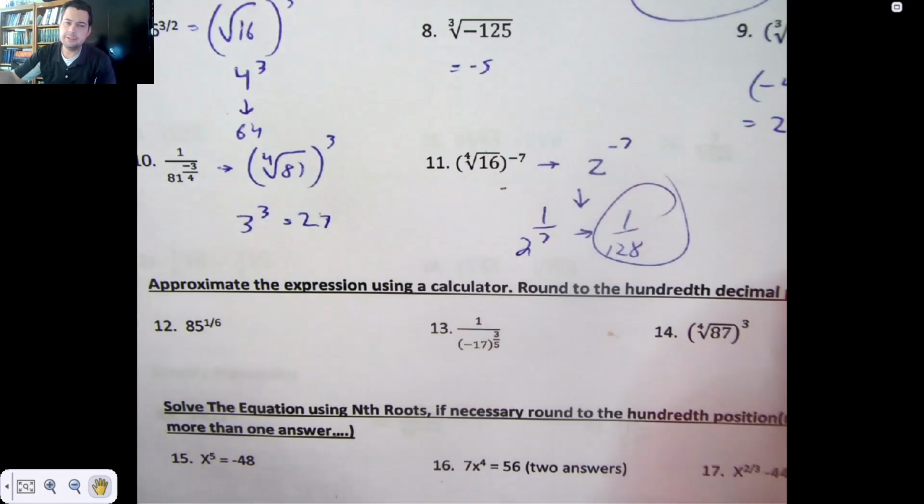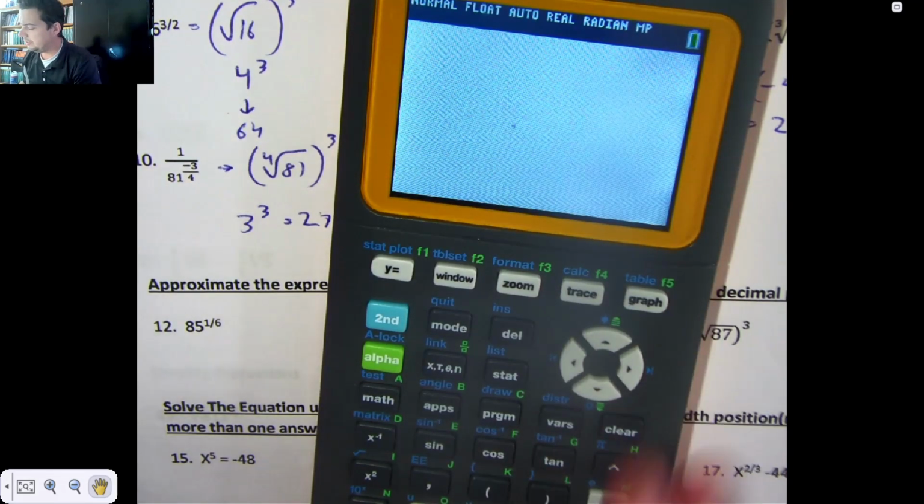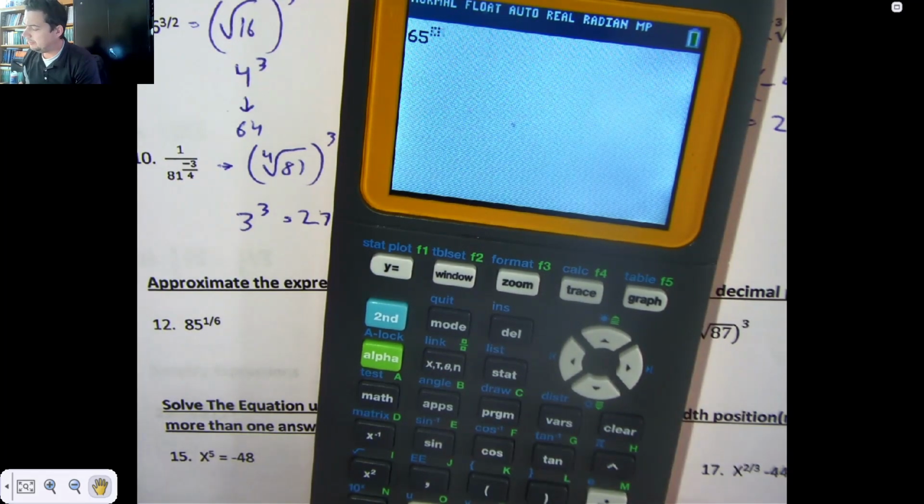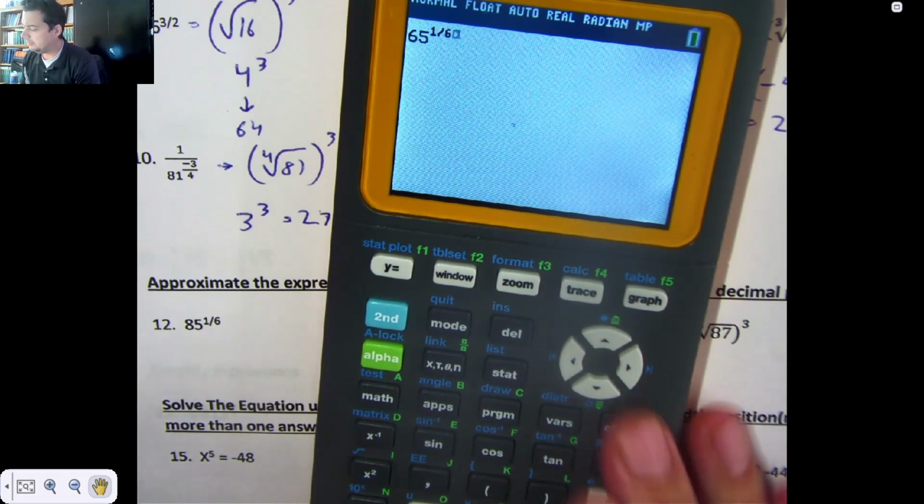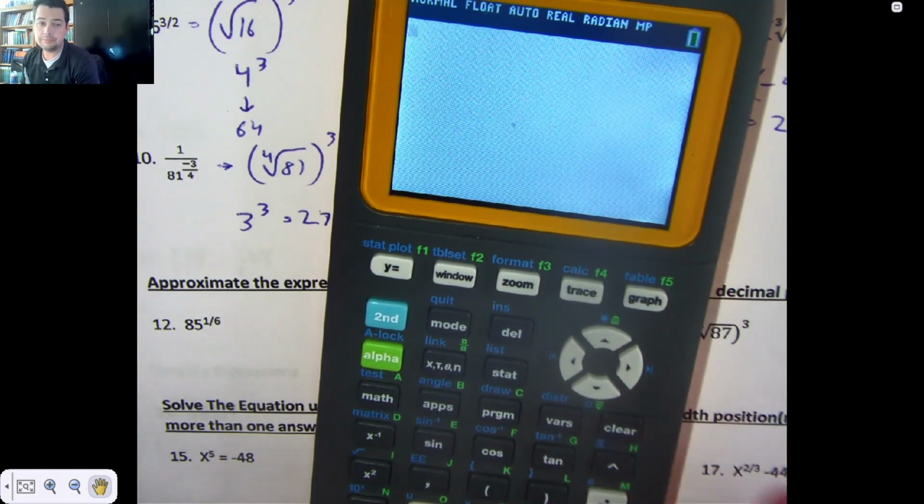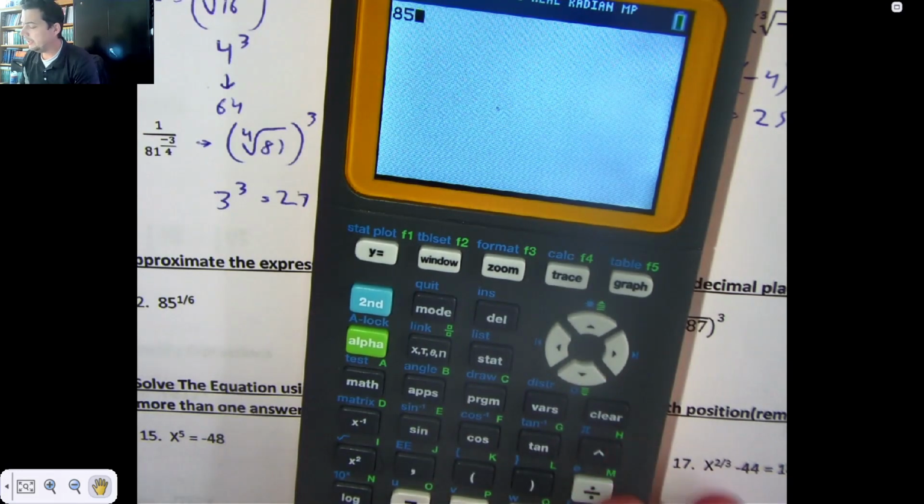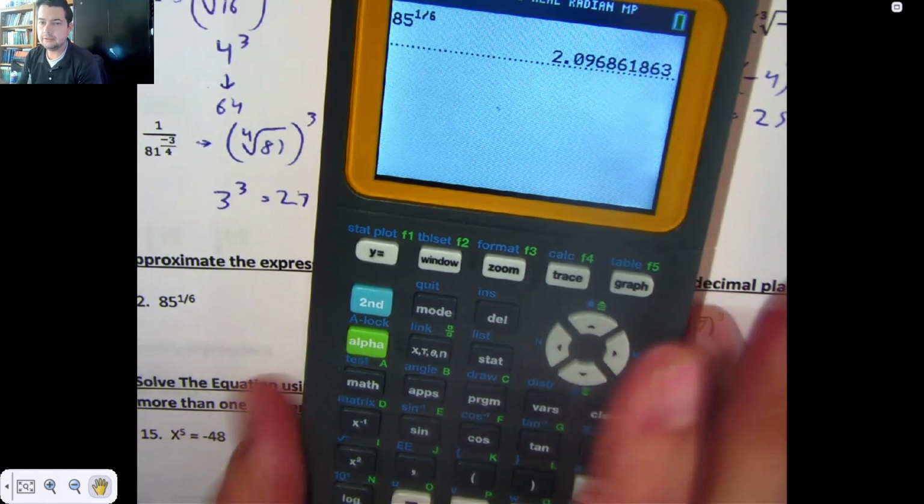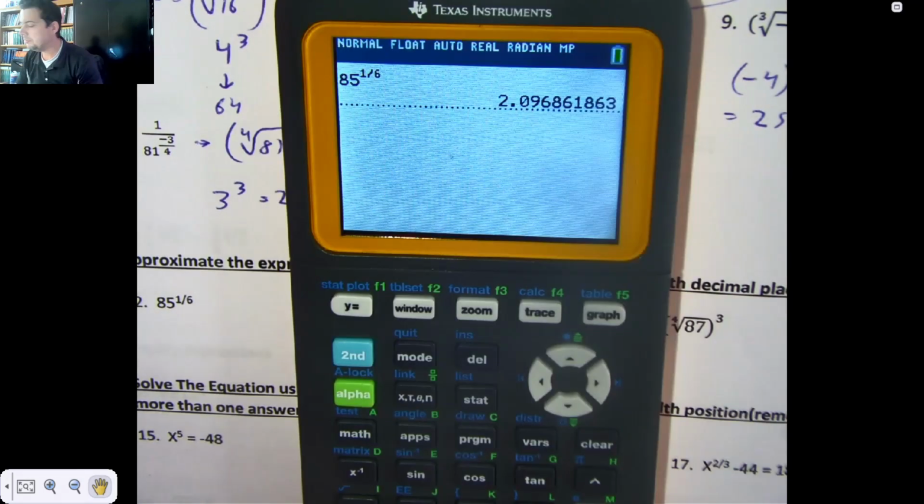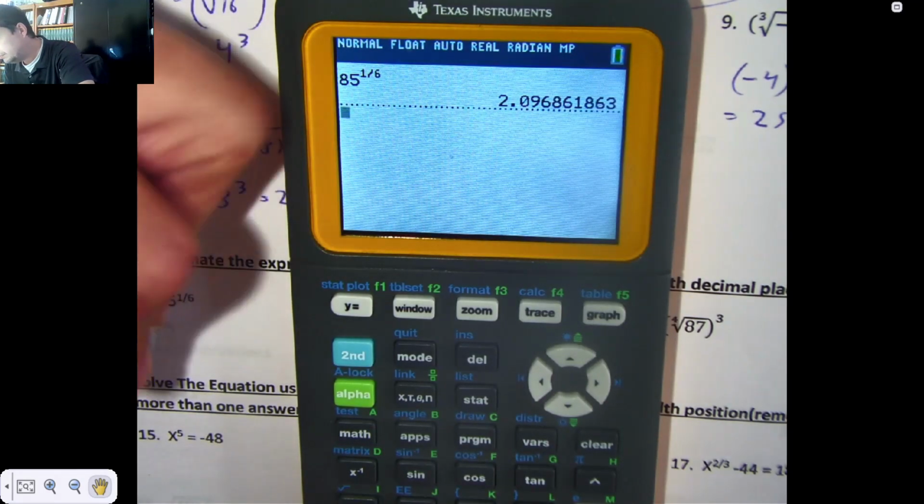Approximate using a calculator. I don't know why I left these questions in here. But there's a lot of kids who have no idea how to do this in a calculator. They just don't know. So this is for you. 85 caret 1 over 6. Ta-da! What hundredth? Second decimal. 2.10.